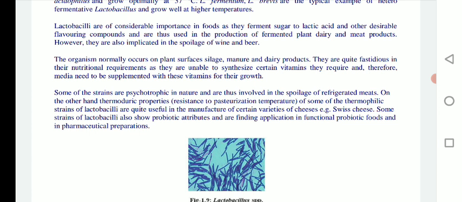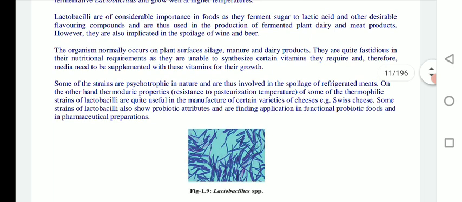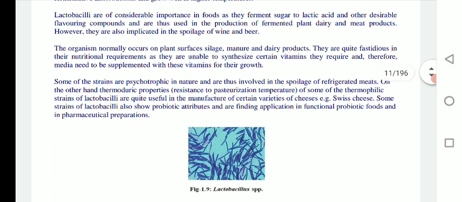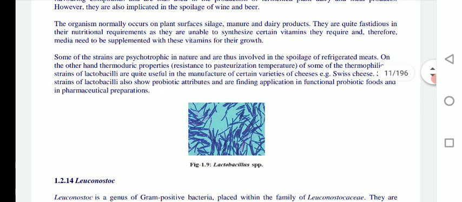So these are both harmful as well as beneficial. They show both harmful as well as beneficial activities as far as the food industry is concerned. In case of food, they are beneficial, but in case of beverages like wine and beer, they cause souring of wine and beer by producing lactic acid.